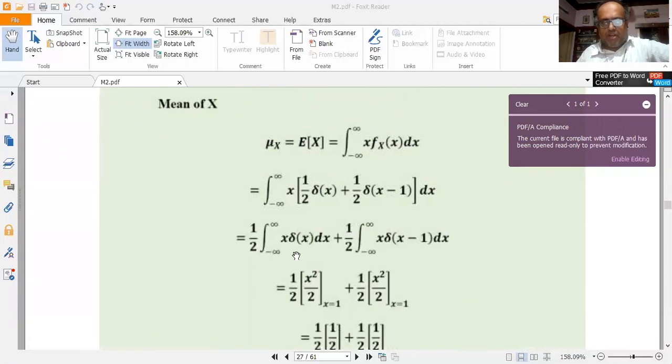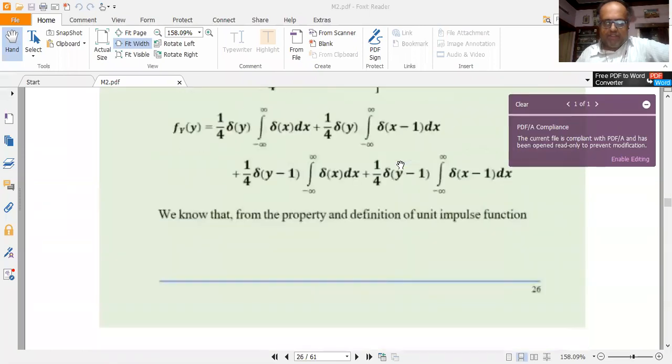Now coming to the second part computation, I have to find the means of x and y. Mean mu x, or I can also write this as mx. mx is equal to mu x equal to expected value of x, which is equal to integral minus infinity to plus infinity x fx of x dx. Now substitute the value of fx of x.